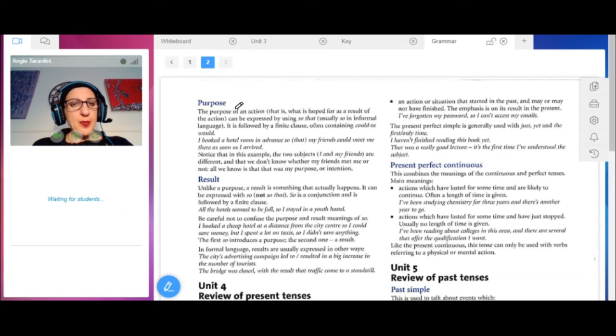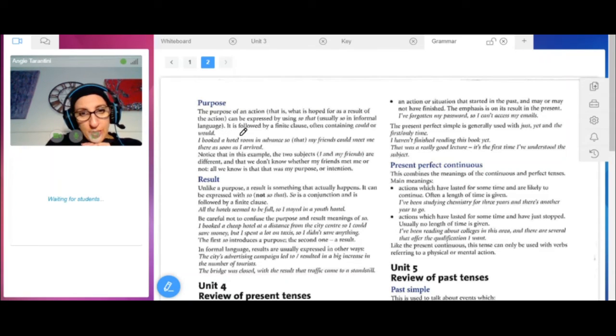Purpose. The purpose of an action, that is, what is hoped for as a result of the action, can be expressed by using so that, usually so in informal language. So this is an important tip for your IELTS test. If you're doing the general training and you're writing an informal letter, you can use so. If you're writing a formal letter, use so that. From these things, the examiner will understand that you have a good command of the written language. All right?